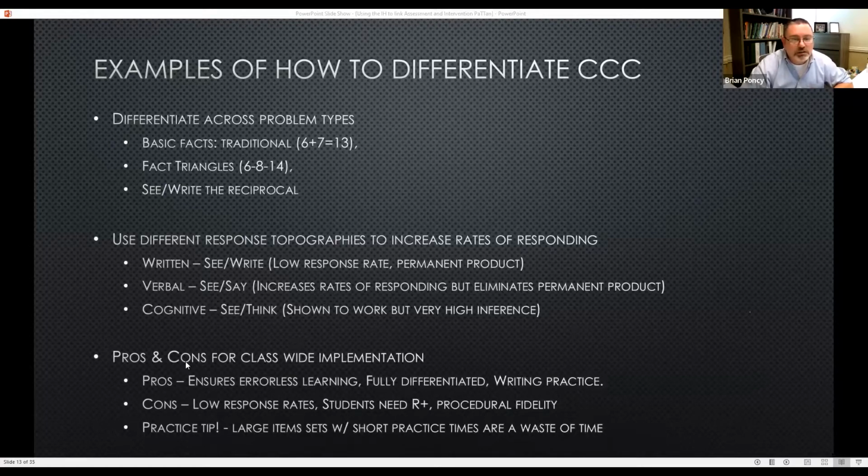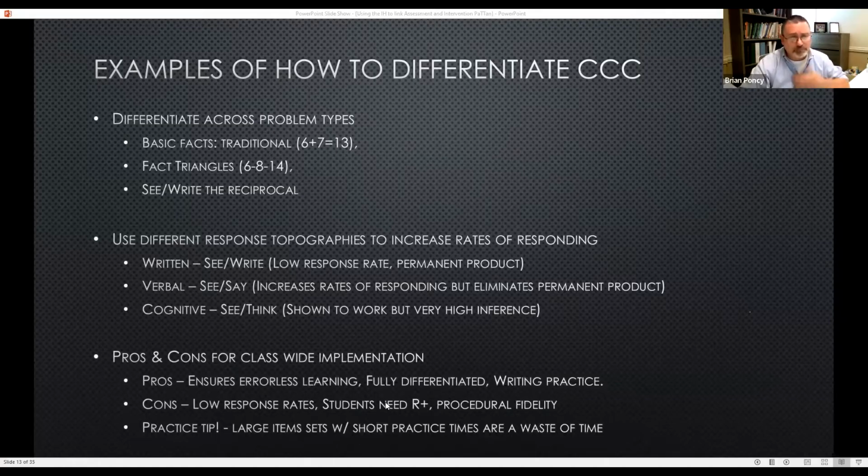So again, pros for cover, copy, compare: it ensures errorless learning, it's fully differentiated and provides writing practice, which we know kids need. Cons: low response rates. Students will probably need some reinforcement with this, and you need to make sure they're doing it with fidelity. And so a practice tip: large item sets with short practice times are a waste of time.